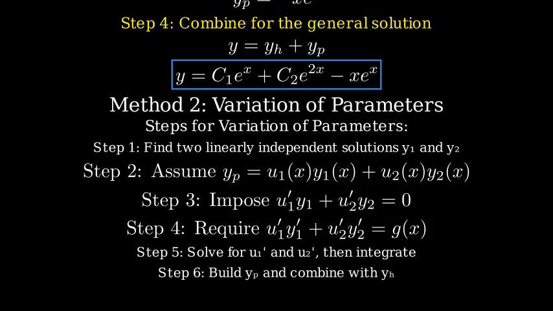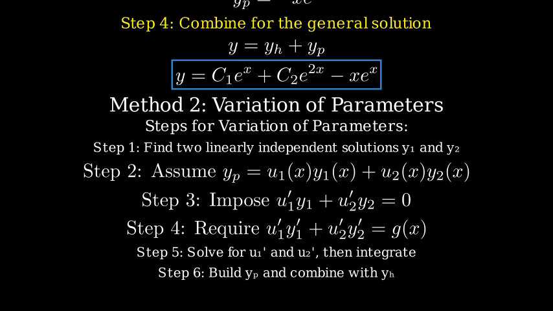Let's solve the equation y'' + y = tan(x), where x is between 0 and π/2. Step 1. First, we solve the homogeneous equation y'' + y = 0. The characteristic equation is r² + 1 = 0, which gives us r = ±i. So, our homogeneous solution is y_h = c₁ cos(x) + c₂ sin(x).